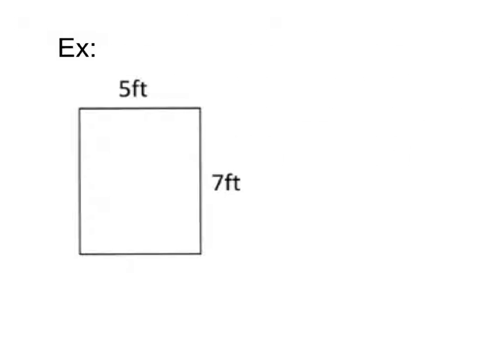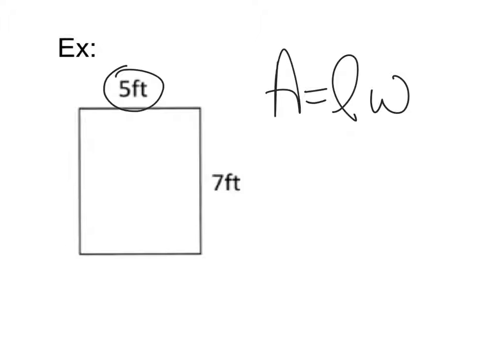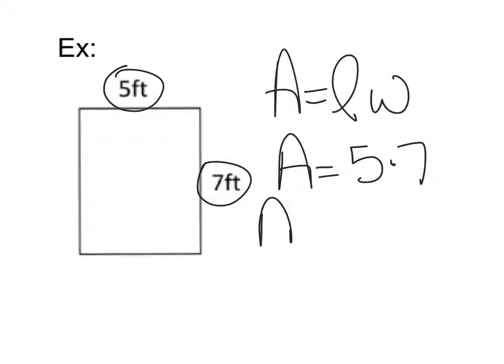So this first shape is a rectangle. We're going to use the formula for the area of a rectangle, which is, as we learned yesterday, area equals length times width. And so we're going to take our length and our width and substitute it in place of the L and the W. And then we're going to do what it says, which is to multiply.